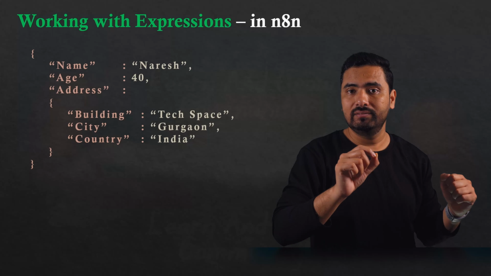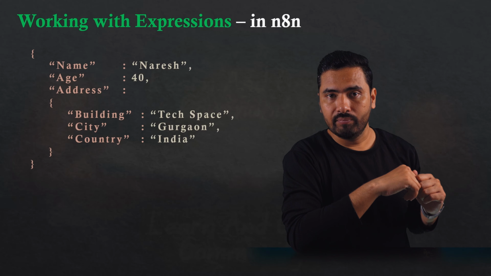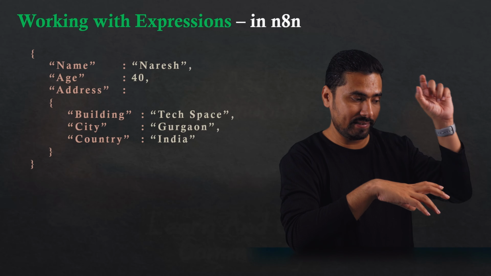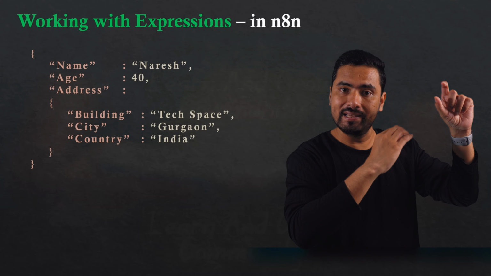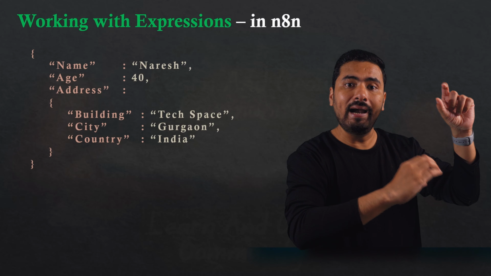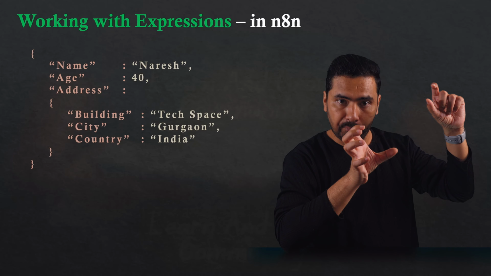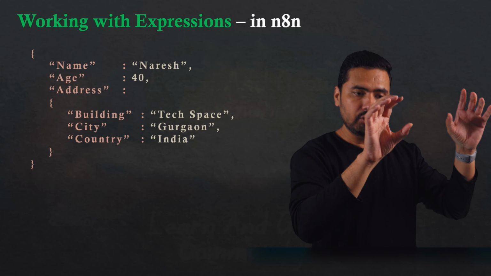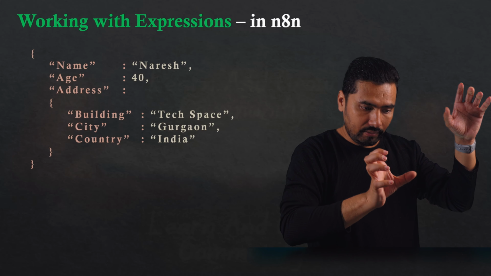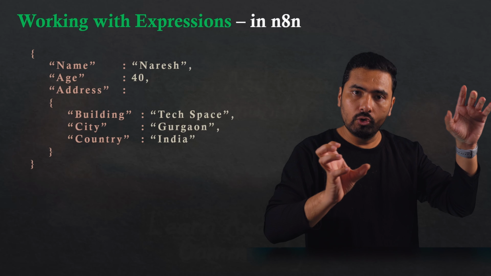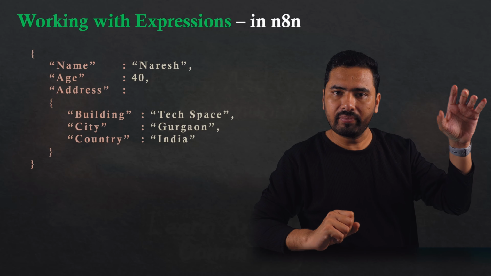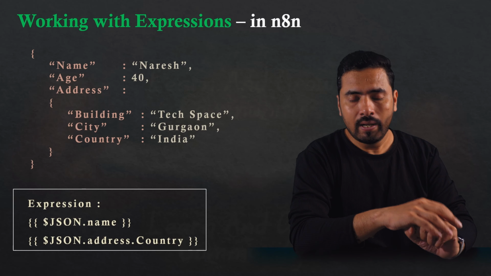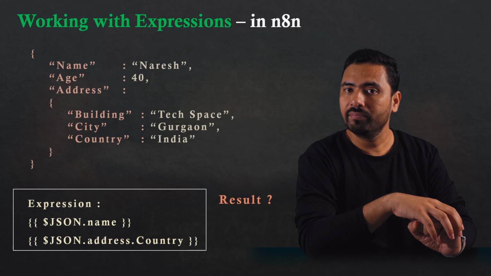Suppose this is our JSON data, which we talked about in the last session. It has name, age, and address. And again, this address has multiple key-value pairs, like building, city, and country. So it is name: Naresh, age: 40, address: building: tech space, city: Gurgaon, country: India. Now look at these two expressions and try to relate them with the JSON data: what output or what data would you be extracting from these two expressions?